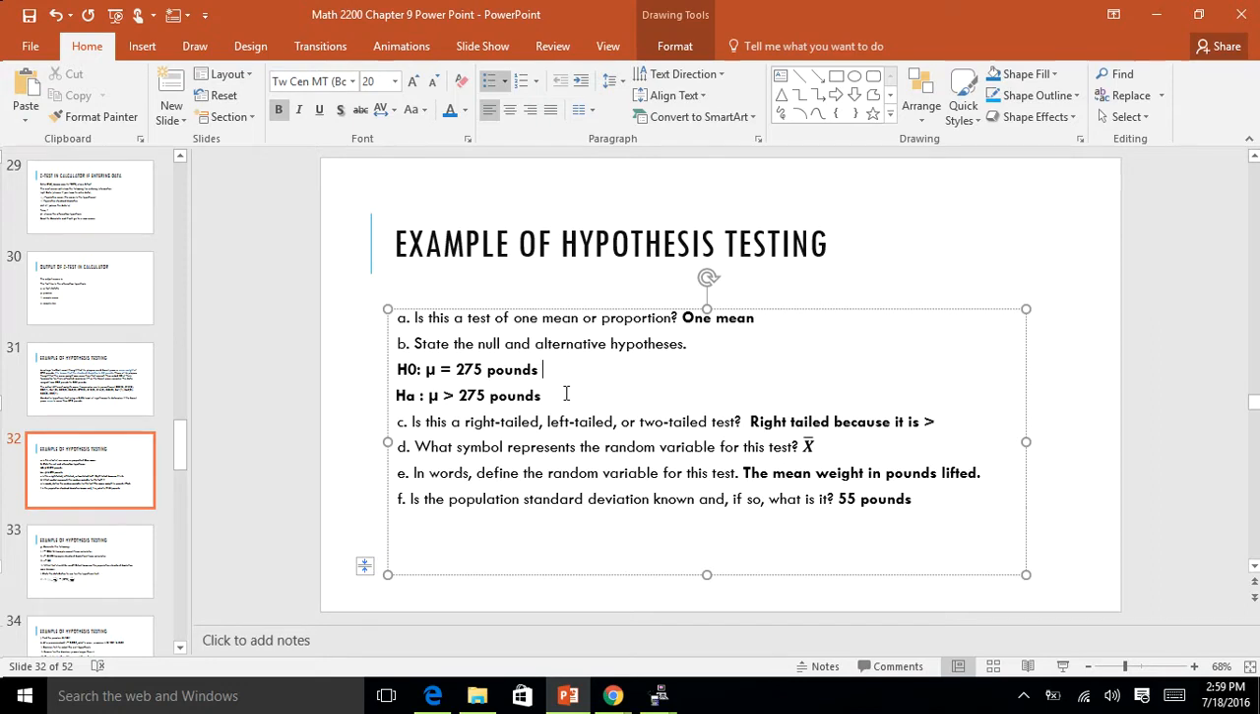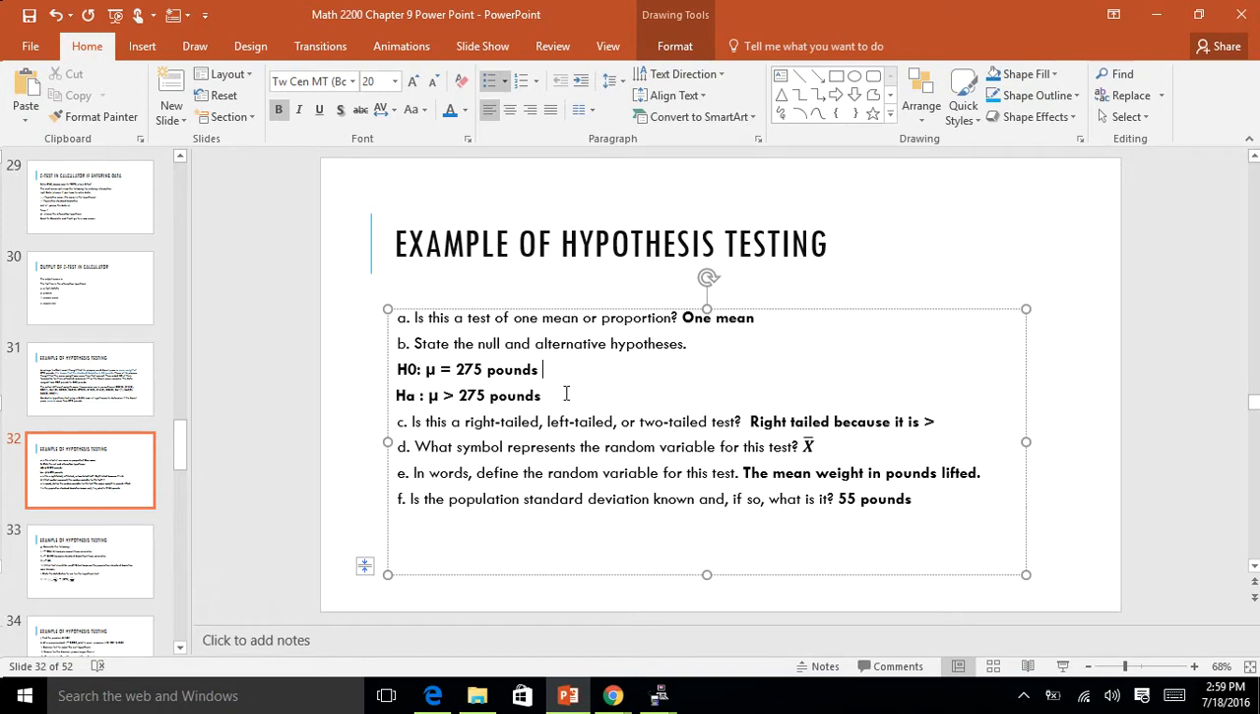So C, is this a right-tailed, left-tailed, or two-tailed test? This is a right-tailed test because it's a greater than symbol in the alternative hypotheses. Okay, what symbol represents the random variable for this test? And that is capitalized X bar. In other words, to find the random variable for this test, so capital X bar equals the mean weight in pounds lifted. That's what they're trying to determine.